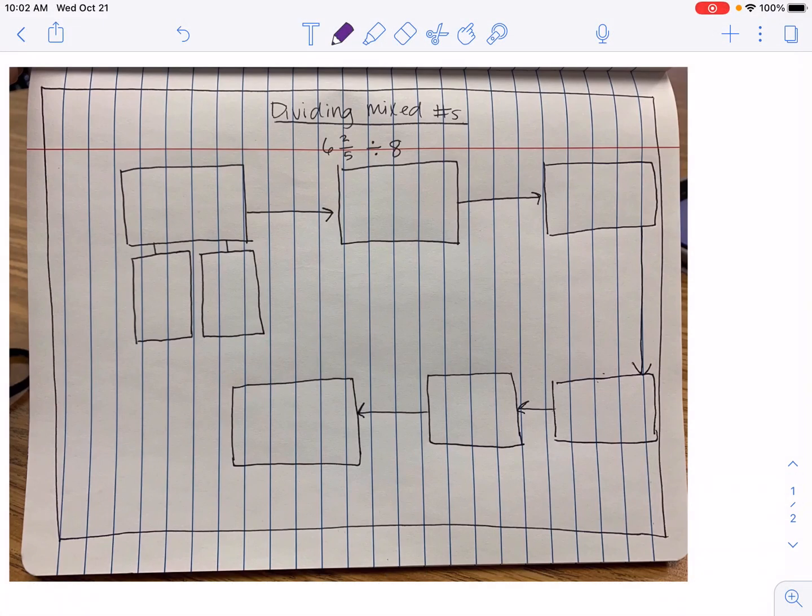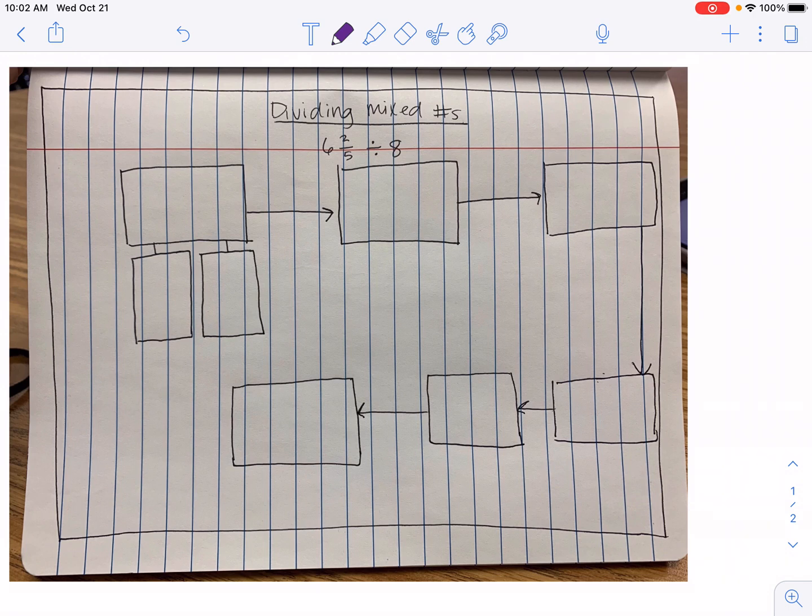I'm going to walk you through creating this thinking map right here. You are going to do your so what and your so why on your own in the end, but we're going to create the same sequencing map together. So you should have your title, dividing mixed numbers, and the practice problem right here, 6 2/5 divided by 8.